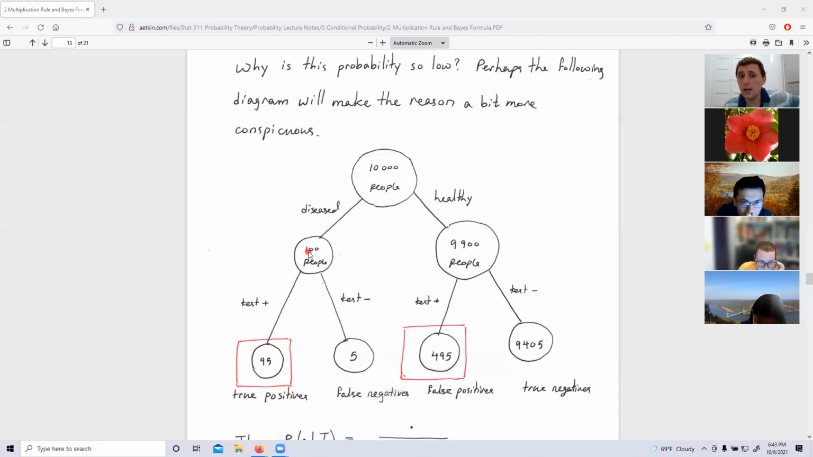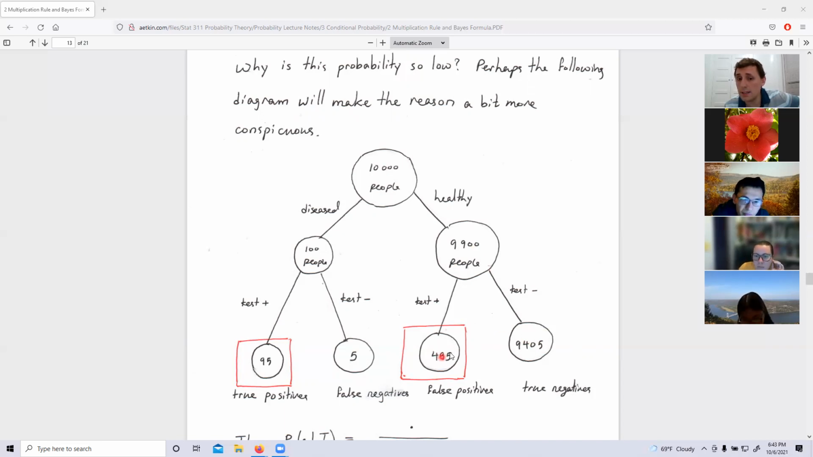Now, if I test those people, 95 will be correctly identified as having the disease, will be tested positive, right? And that's the true positives. And 5 will be false negatives, yes? Now, of the healthy people, 5% will be tested positive. Do you agree? That's the test positive is 5%, and negative will be the rest, right?